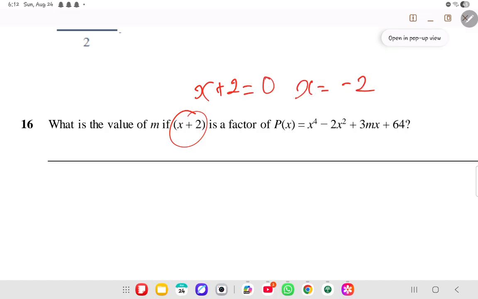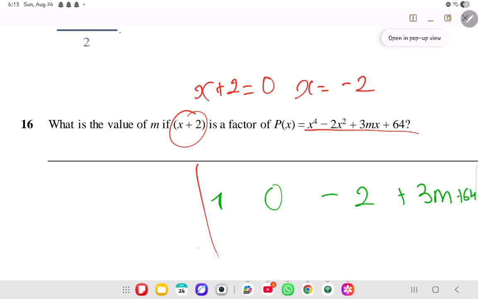Now you start. You will take the number of each and every one of these. So you will not skip a single one. You will go x4, x3, x2, x, and no x, right? So you'll only take the number. This is 1. There's no x3, so you'll put 0. Then minus 2. Then plus 3m. Then plus 64, right? Now, you will take this over here, minus 2, and you will divide accordingly.